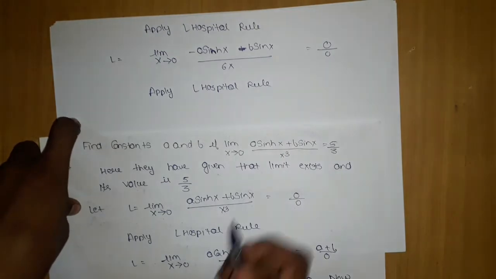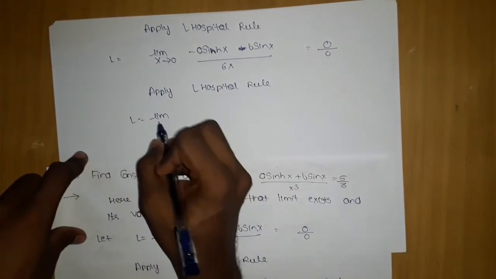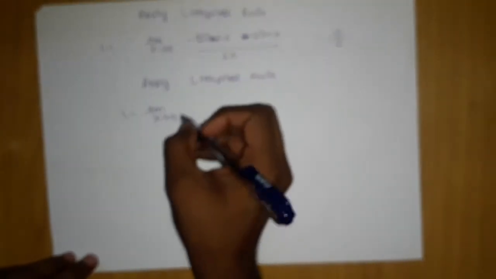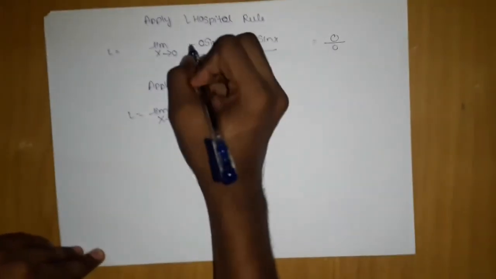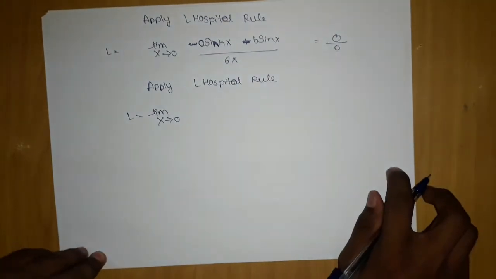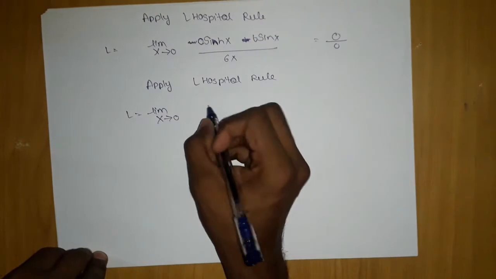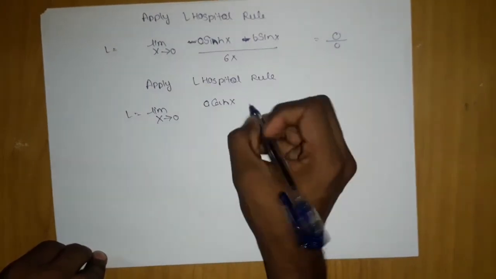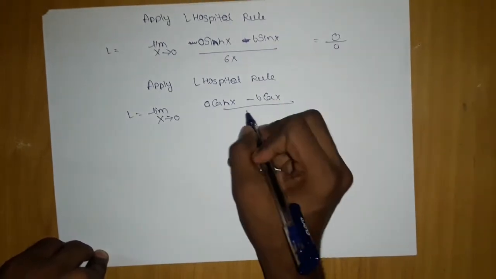If I apply L'Hopital's rule, what we have is L equals the limit as x tends to 0. Here, I think we have made a mistake. In a hyperbolic function, if we differentiate cos hx, it gives sin hx, not minus sin hx. So if I differentiate this, I will have cos hx, and here we have sin x, which gives cos x, the whole by 6.